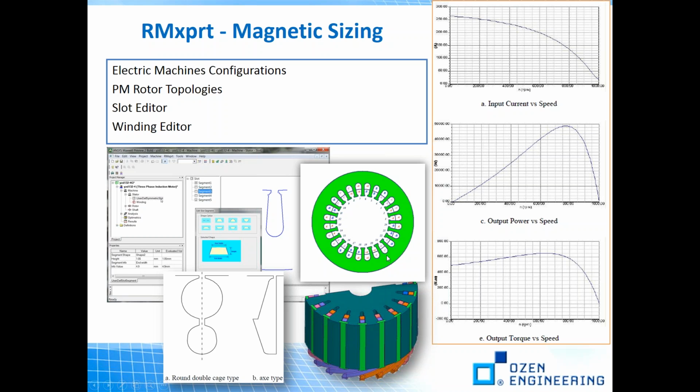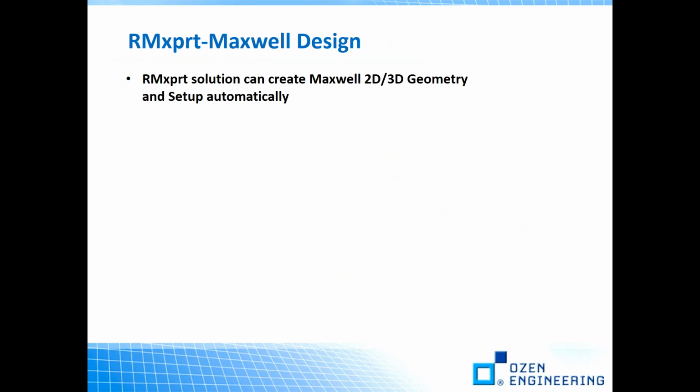So you have options and capability in RM Expert to make some changes in the template-based motors and generators. Basically, you can change the winding, choose your wire, or change the stator and rotor topologies, and all of these things. So you have an option to change everything based on your design requirements.